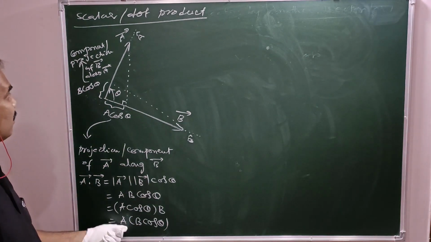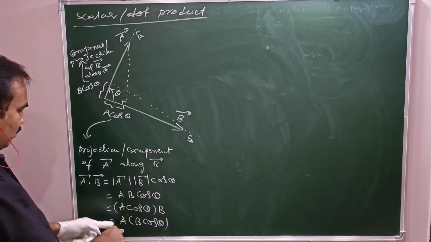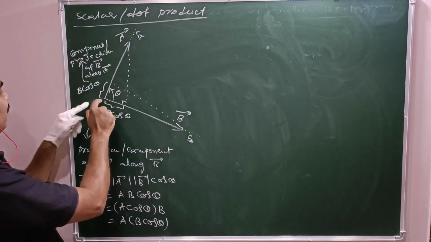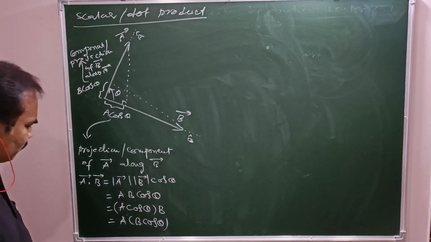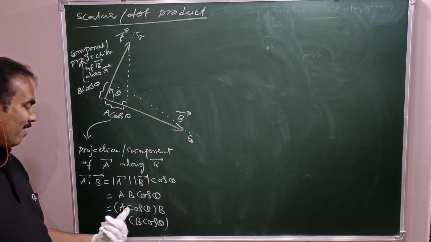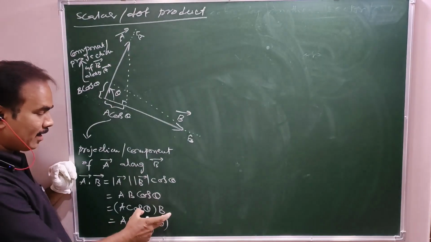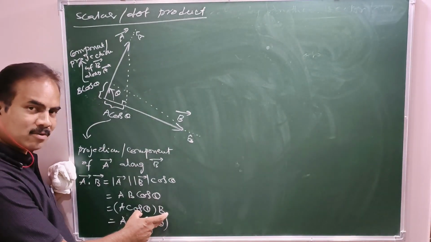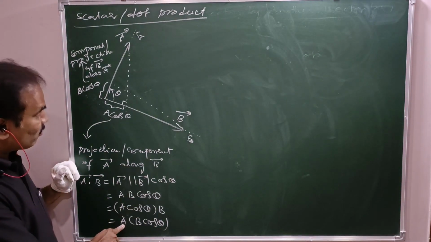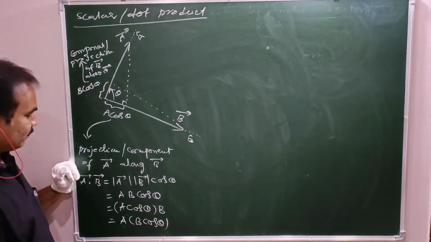See here, A means the total magnitude of A bar from here to there, and B cos theta means the component of B bar along A bar from here to there. A bar dot B bar can also be measured as A cos theta into B, that is the component of A bar along B bar multiplied by the total magnitude of B bar. Similarly, the total magnitude of A bar multiplied by the component of B bar along A bar.